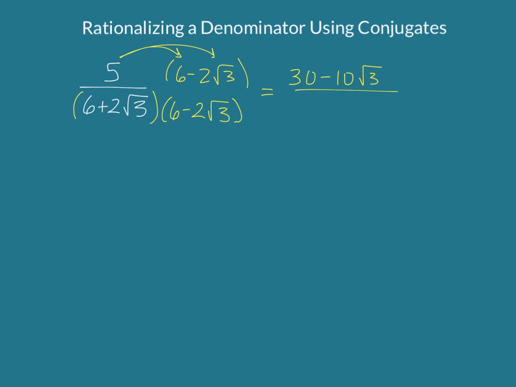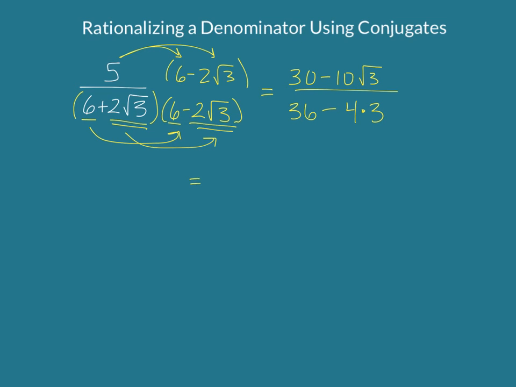So we're going to multiply the 6 times the 6. And again, this only works because they're conjugates. And we're going to multiply the 2 root 3 times the minus 2 root 3. Now I know we're going to get a minus, and 2 times 2 gives us 4. But we're not done. The root 3 times the root 3 gives us a 3, a plain old 3. So this is really a 4 times a 3 here.